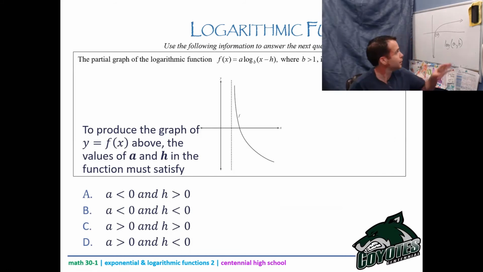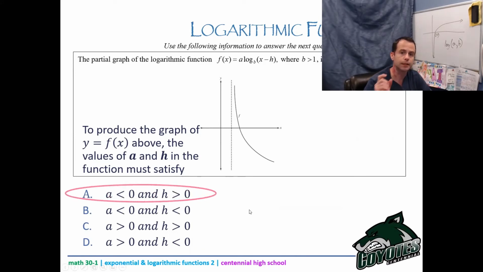Now, the regular logarithmic graph looks like this. In order for it to have looked like that, I had to have flipped that vertically. So my a value has to be negative, and my h value has to be positive, which means the answer in this particular question will be a.